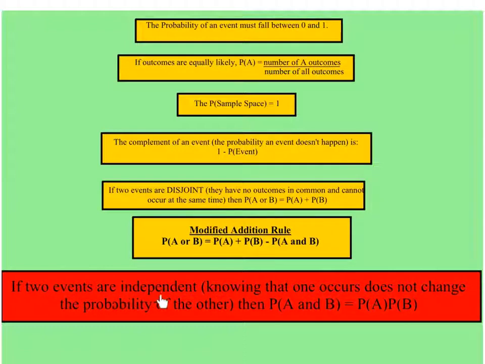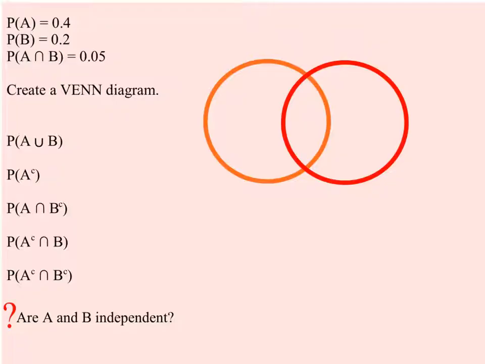If 2 events are independent, meaning that knowing that one occurs does not change the probability of the other, then we can find the probability of A and B by simply multiplying the probability of A times the probability of B. So, like the example in the previous video with flipping a coin, each flip of the coin is independent of the previous flip. It doesn't matter if I've gotten 2 heads in a row. That doesn't change the fact that this new flip has a probability of 0.5 of being heads. And that's why we were allowed to multiply 0.5 times 0.5 10 times. Okay? Let me show you some examples of how we can use this.